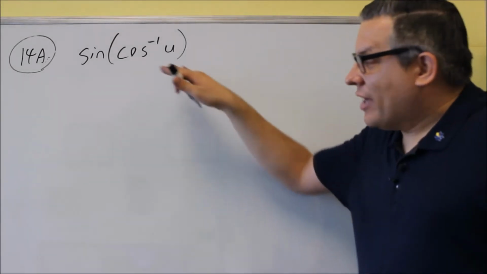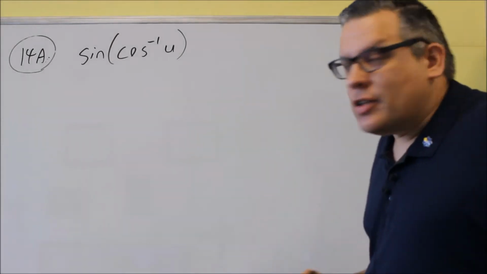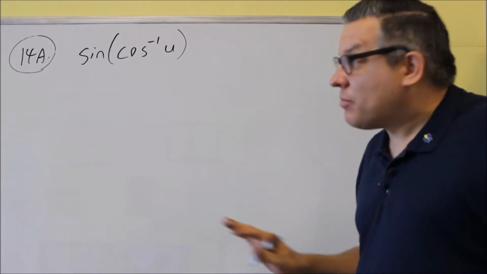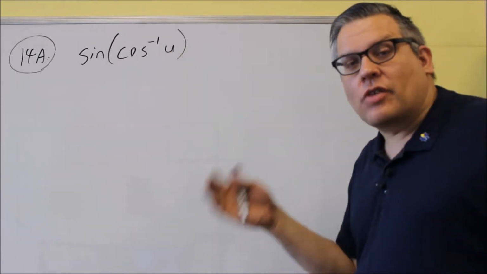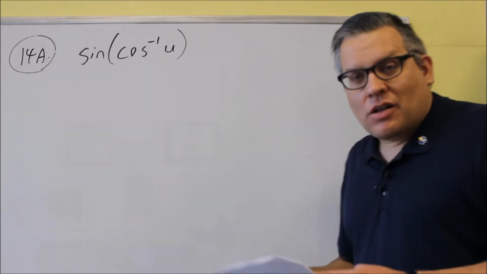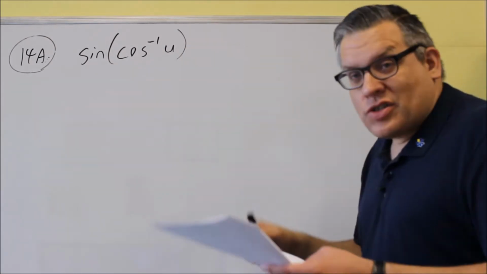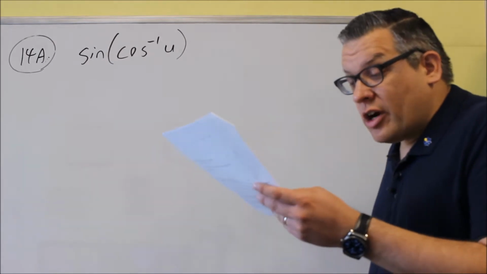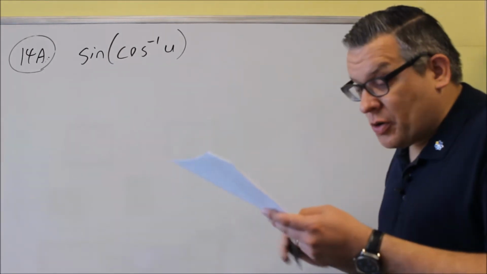Problem 14 is one where you're going to have an algebraic expression as your answer. These are done similar to 13, except that this time we have a u there instead of a numerical value. Now, something that this is going to say in here, I didn't write this down, but it's on the test. It says, use a right triangle to write this as an algebraic expression.